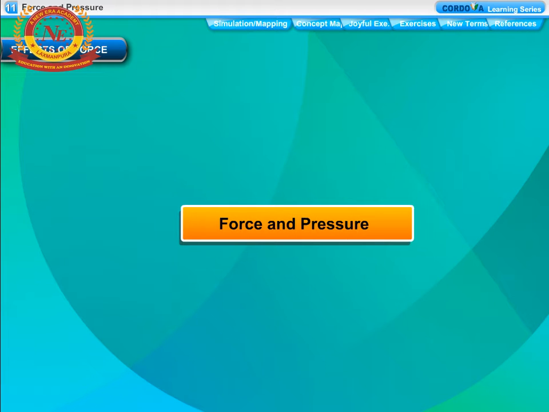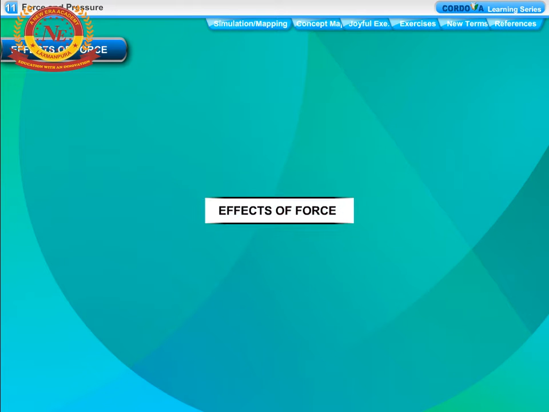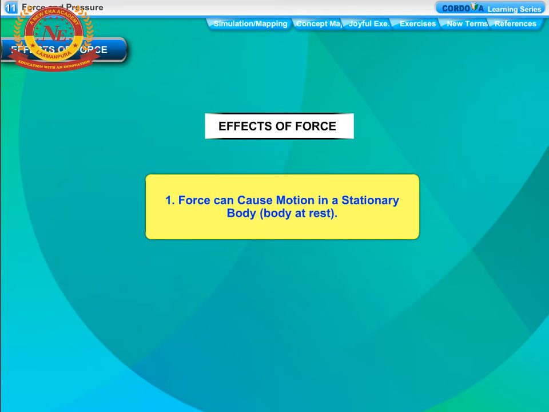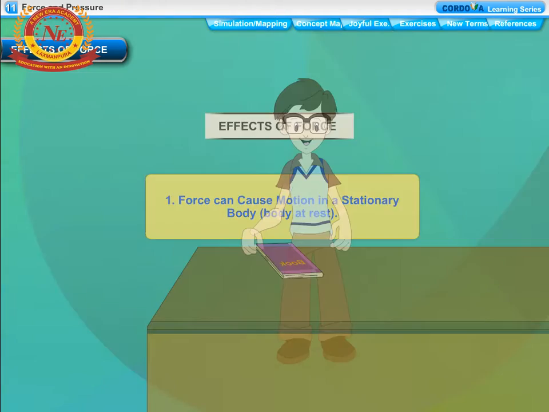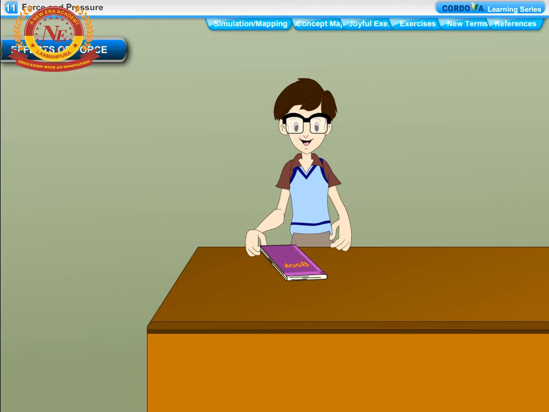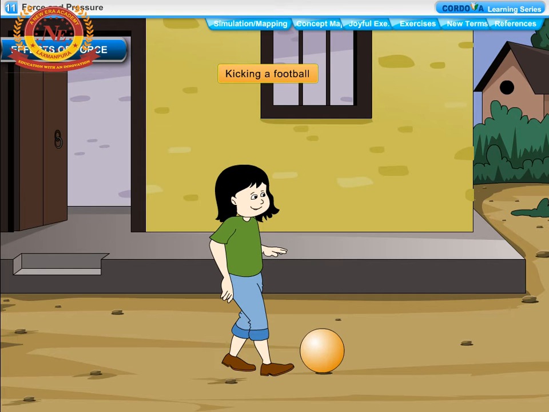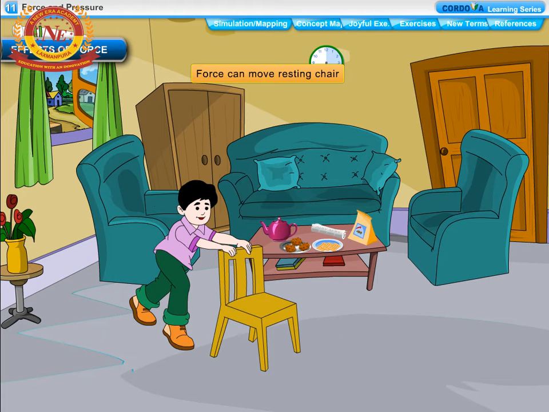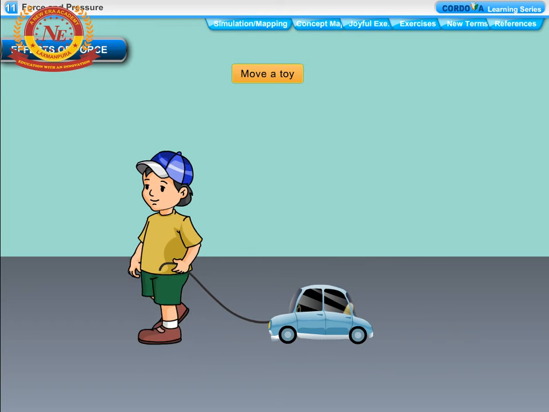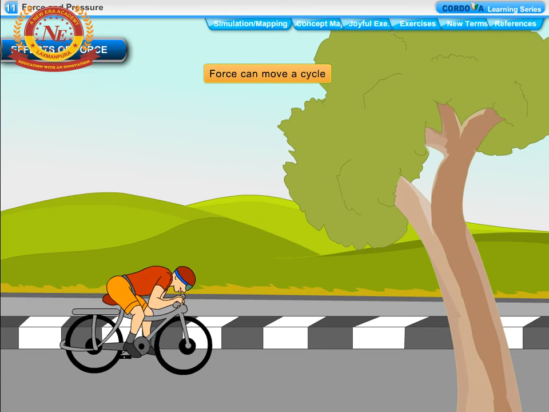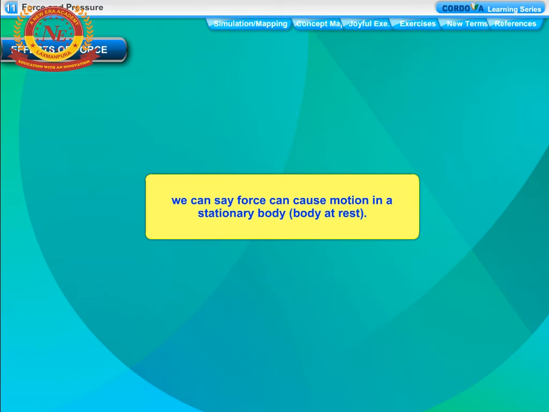Effects of force. Force can cause motion in a stationary body, a body at rest. A book is lying on a table. If we apply a force of push or pull, it starts moving. Similarly, a football lying on the ground, when kicked, begins to move. Similarly, we apply force to push a chair, move a toy car, or move a bicycle. We can say force can cause motion in a stationary body, a body at rest.